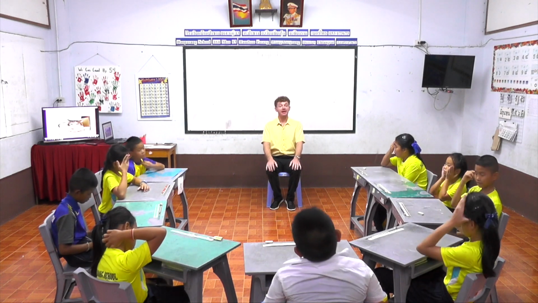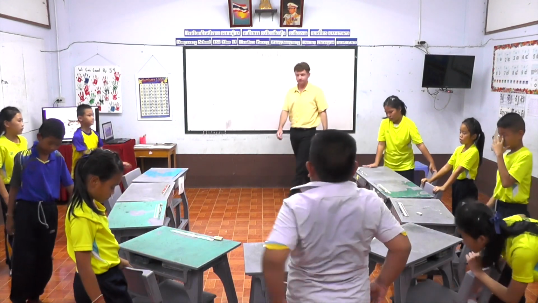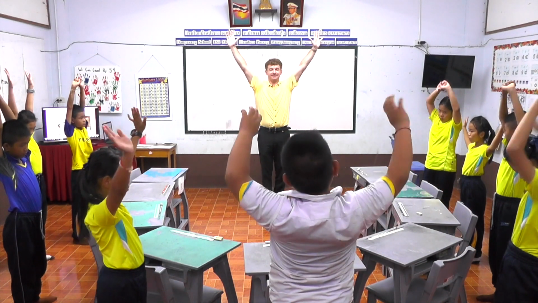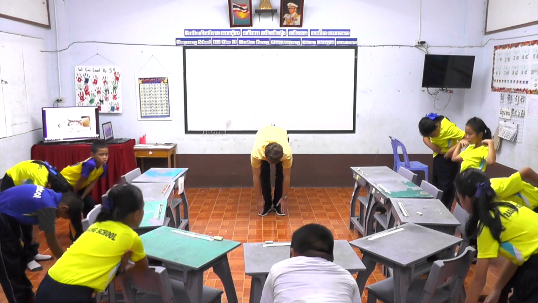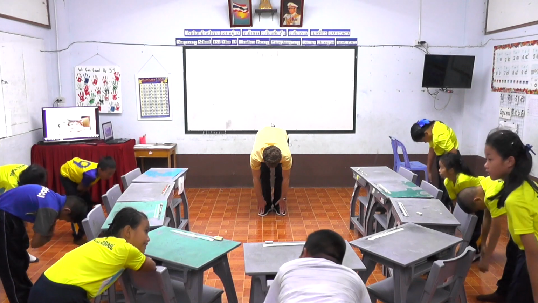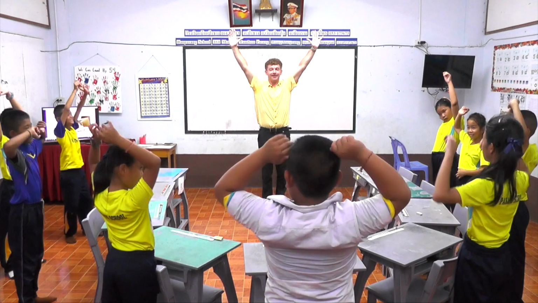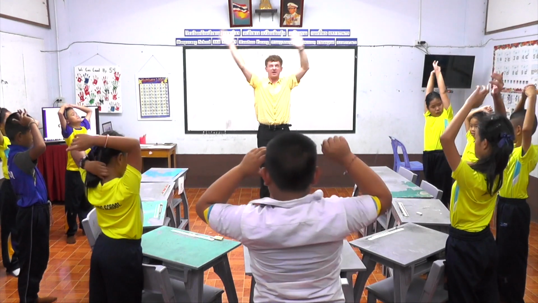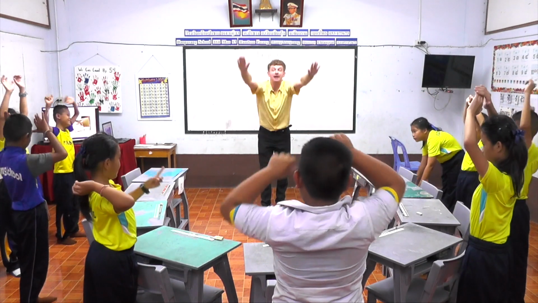Very good. And next we'll do our stretching sequence. So let's stand up and push in our chairs. And we'll begin by stretching up high. High to the sky. High as we can. And then let's go back down low. Touch our toes. And then let's go back up high. And this time, let's go tippy-toe high. And while we're there, let's have a wave. And then let's go back down to touch our toes.